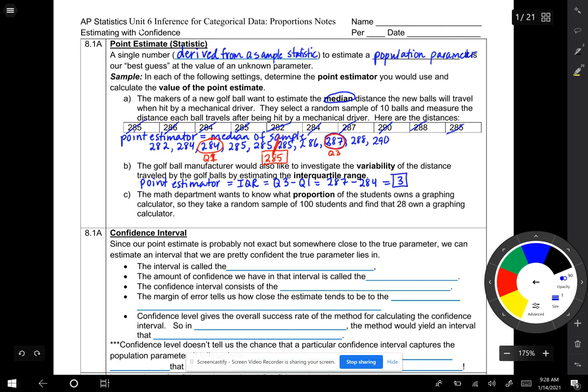Right, and our last one. The math department wants to know what proportion of the students owns a graphing calculator. So they take a random sample of 100 students and find that 28 own a graphing calculator. So our point estimator here is our proportion, and the proportion is from the sample. So the correct notation would be p hat. And that value is 28 over 100, which is 0.28. And so that's the idea of point estimators and point estimates.